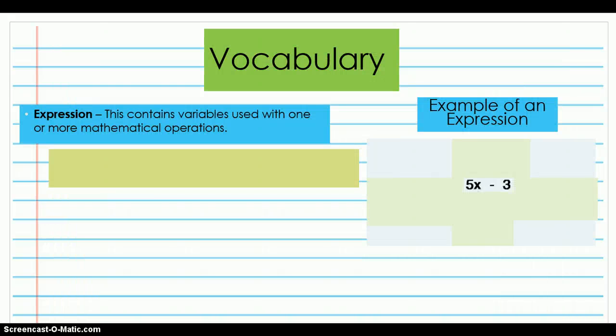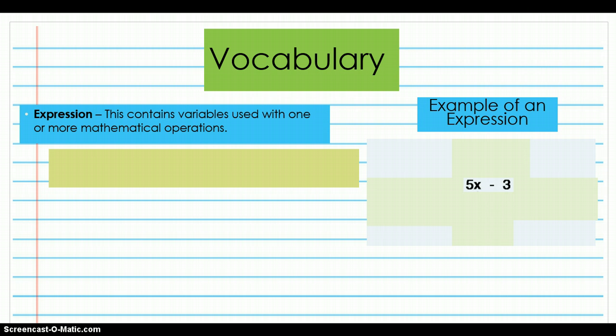So first of all, let's talk about a few vocabulary words. We're going to be working with expressions the rest of this week, and although you have already seen expressions, we are going to talk about these parts of an expression. So an expression contains variables used with one or more mathematical operations. An example is 5x minus 3, which I have here to the right of my screen, 5x minus 3.